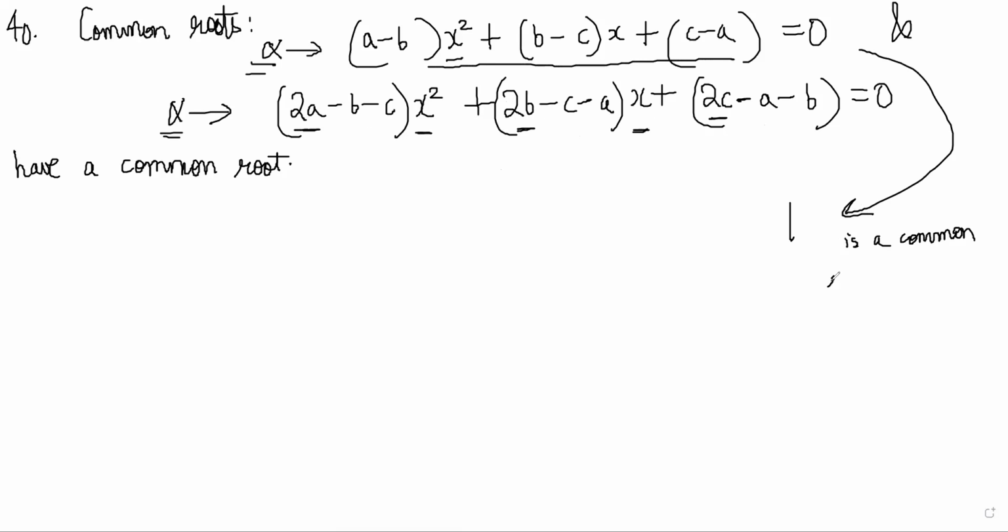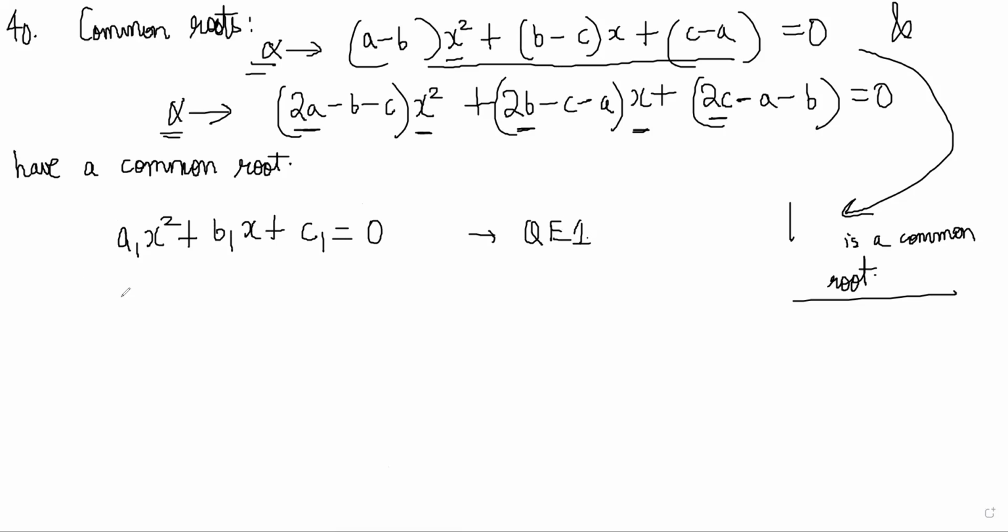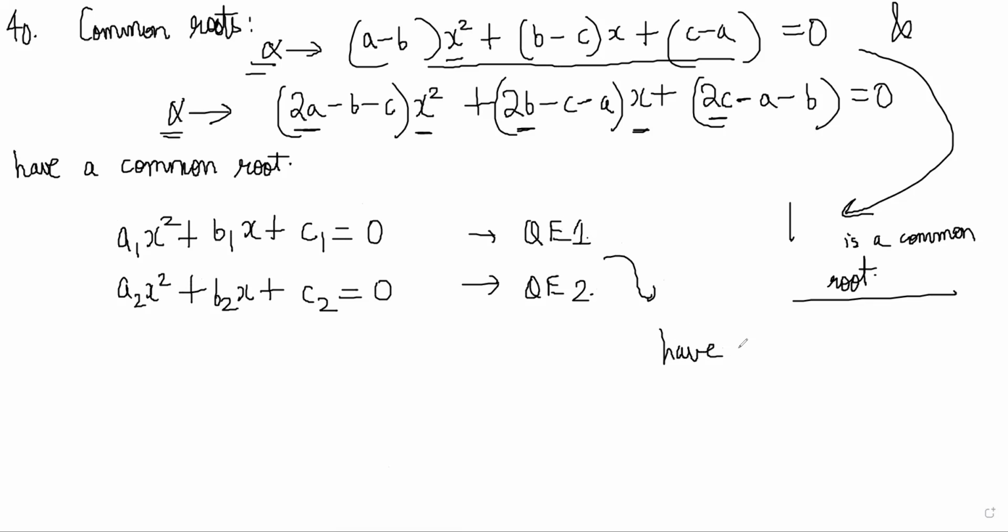But if it was not like that, if the equation was not such that you could immediately spot that 1 is a common root, how would we have done it then, right? So I want to solve this condition. I want to solve this a1x square plus b1x plus c1 is equal to 0 is my quadratic equation 1. And let's say a2x square plus b2x plus c2 is equal to 0 is my quadratic equation 2, right? And let's say they have a common root.